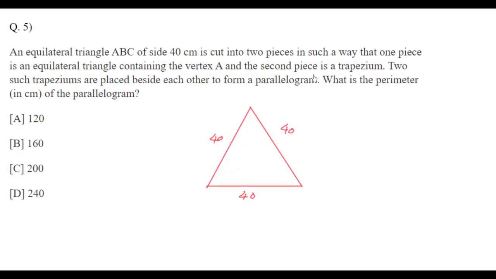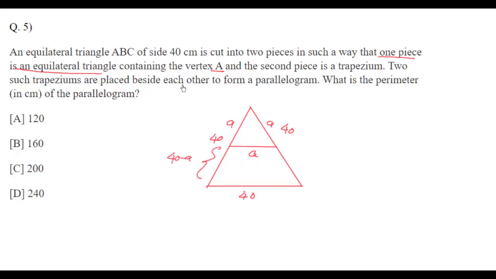Further, it says that it is cut into two pieces such that one of the pieces is an equilateral triangle with vertex A. So it would have been cut like this, right? So that it becomes the equilateral triangle. So let us assume that this is the cut and this equilateral triangle has side a. So obviously, this much portion will have side 40 minus a.